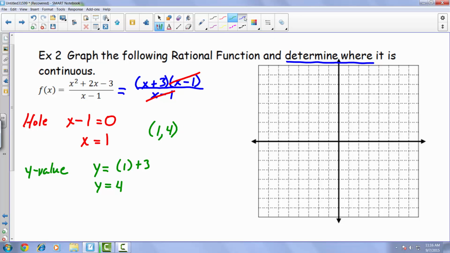Going ahead now and graphing that, we have a hole at 1, 4. And there is our hole. And we also have our simplified function coming out to be y is equal to x plus 3. Well, that's just a line with a slope of 1 and y-intercept of 3. So we'll go ahead and graph what that looks like. And so it's going up 1 over 1 every single time. We should see our graph do something like this at least.